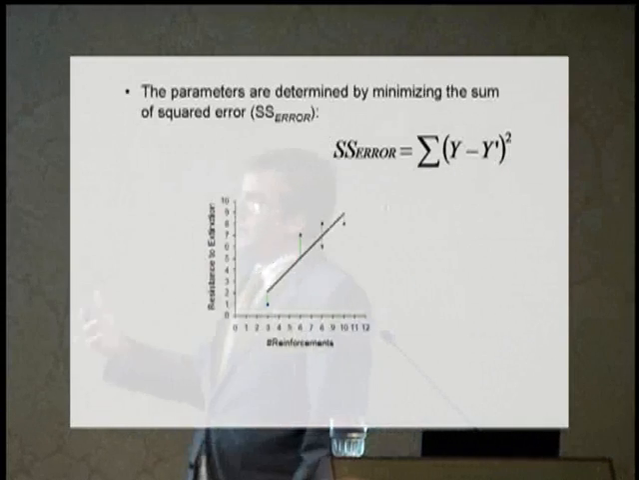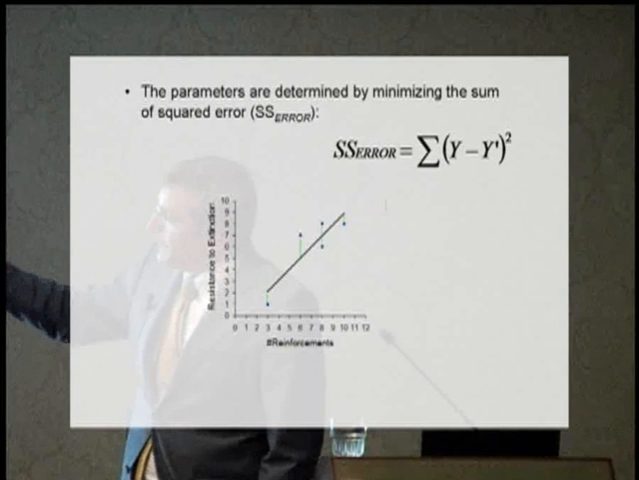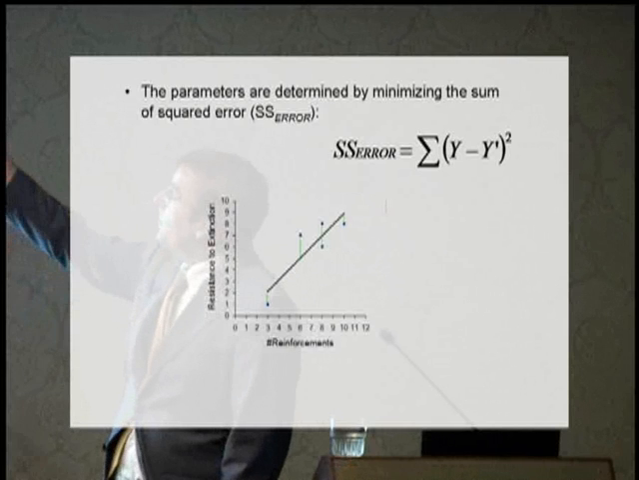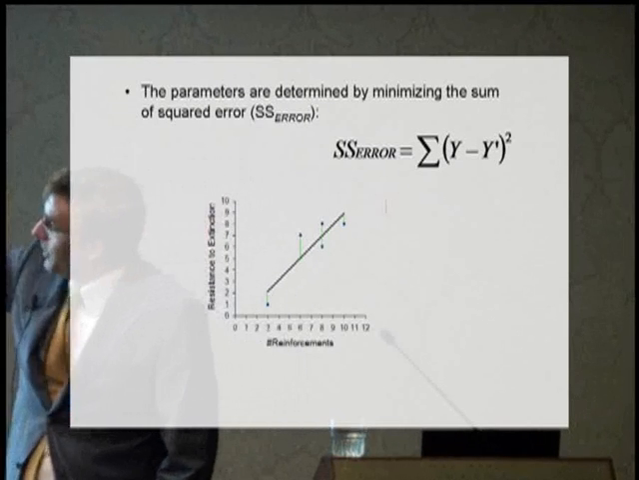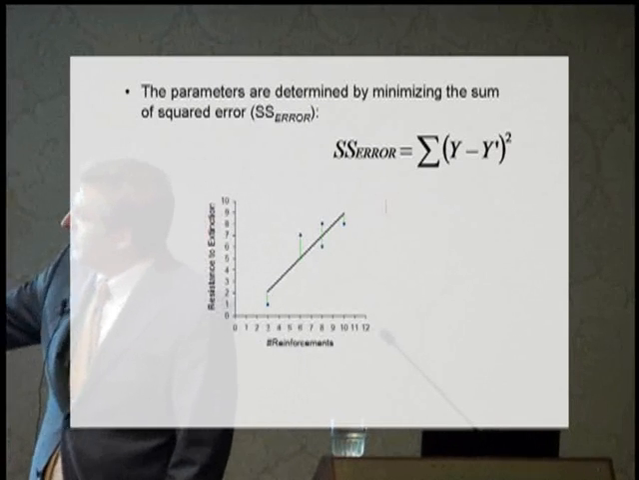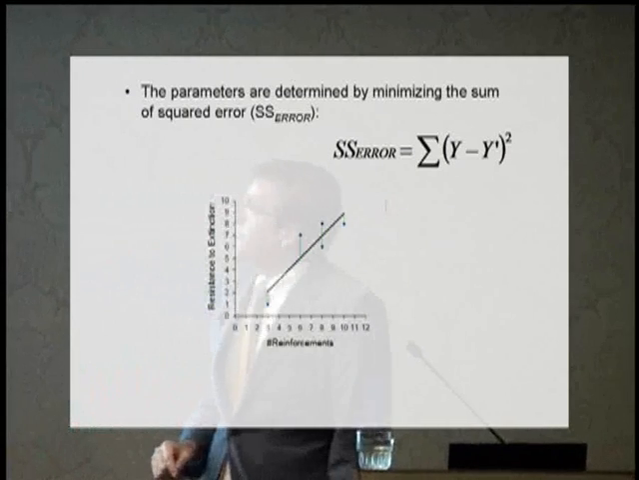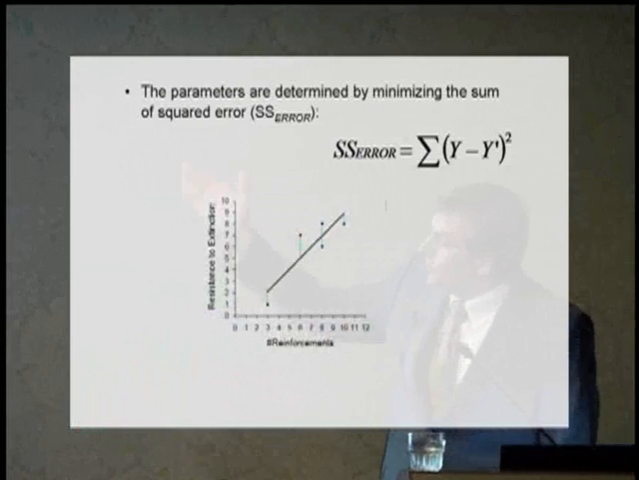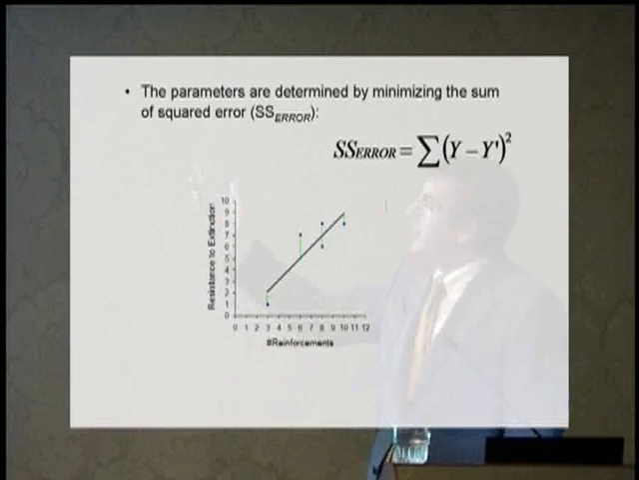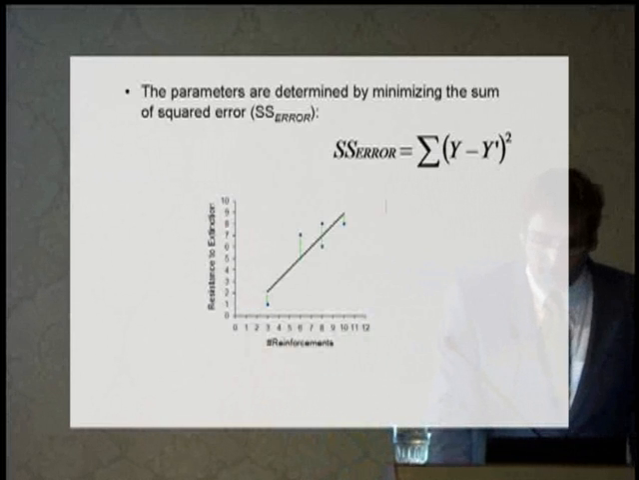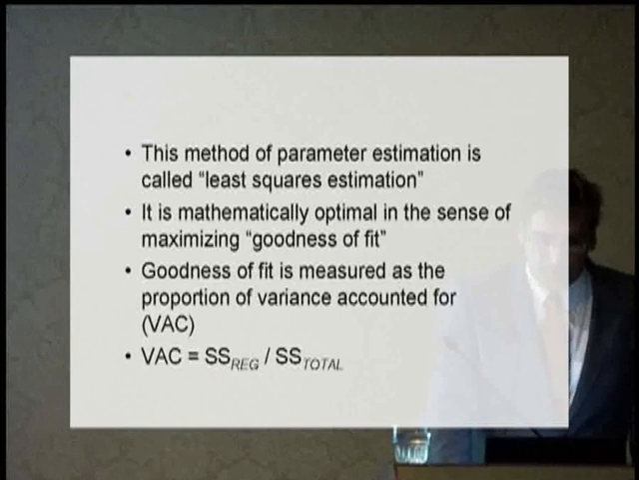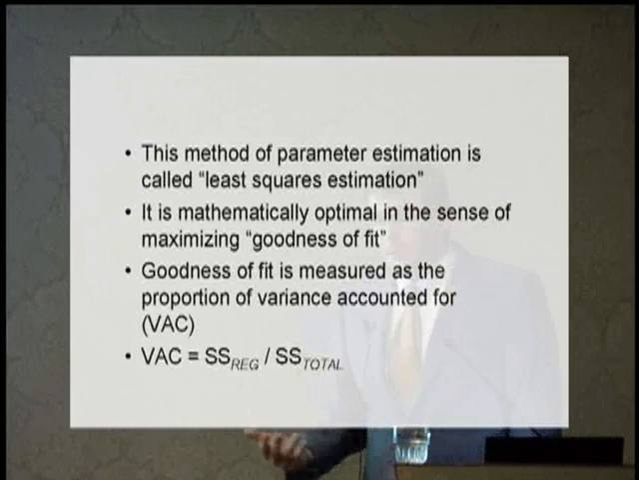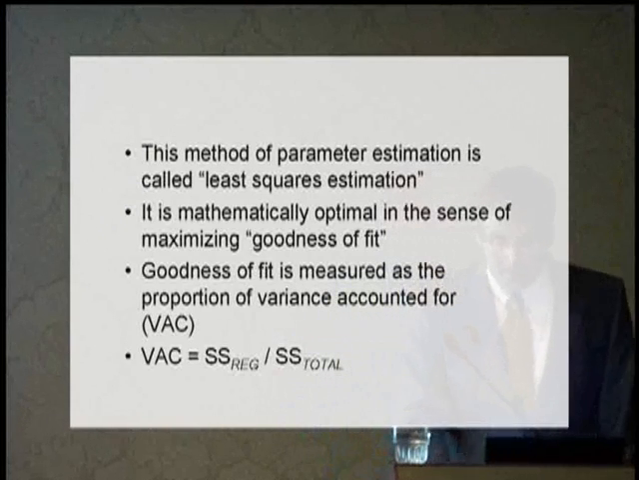Now, the way linear regression works is by finding the parameters of the regression line, the slope and intercept, such that the sum of squared error, that is the sum of the squared deviations of the obtained values from the predicted values, in other words, the little green lines in that figure, is minimized. So we say that that regression line is the best fitting regression line because it's minimized the sum of the squared deviations. And this method of parameter estimation is called least squares estimation because we're minimizing the sum of squared deviations.